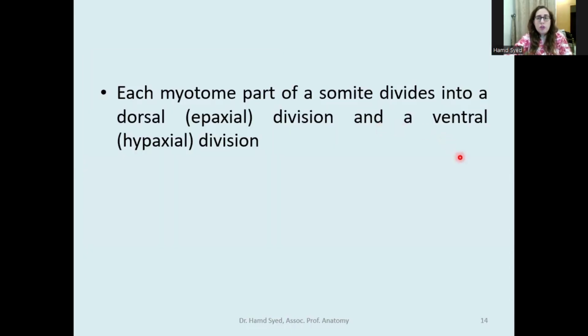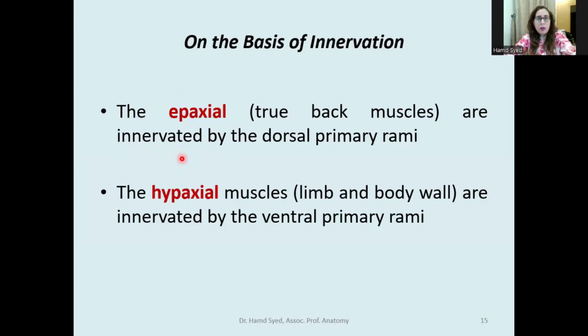Now, regarding the differentiation of a somite, I told you the somite has different parts. Each myotome part of a somite further differentiates into two divisions, a dorsal and a ventral division. The dorsal division is also known as the epaxial division, and the ventral division is also known as the hypaxial division. Now, we can classify muscles on the basis of their innervation.